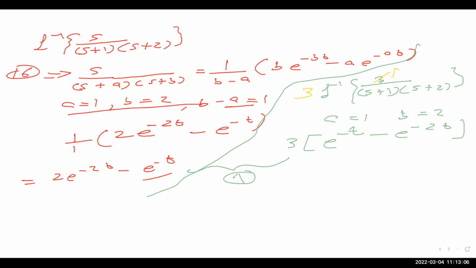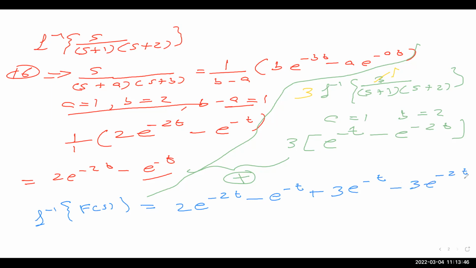We need the addition of these two. So if we get the addition of these two, we actually have the inverse Laplacian of the given function, right? So the inverse Laplacian of this would simply be 2e^(-2t) minus e^(-t). And if we get this part, that's 3e^(-t) minus 3 minus 2t, right?